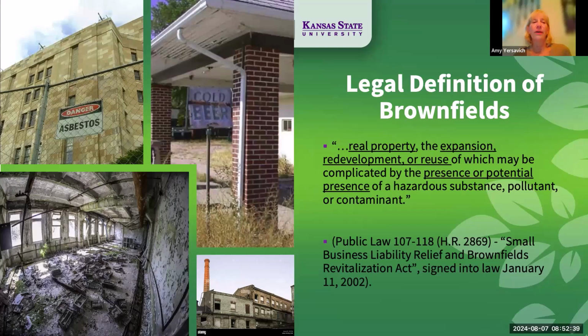The thing to keep in mind is that they contain certain commonalities. It's real property that is probably ripe for expansion or redevelopment or reuse, but it is complicated by the presence or potential presence of hazardous substances. So it's a concern for liability as a result of the potential, if not actual, presence of contamination. Next slide.